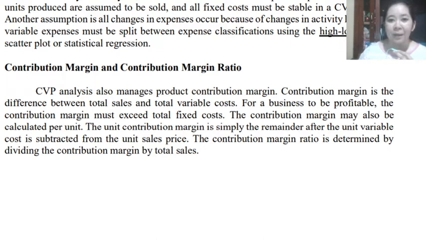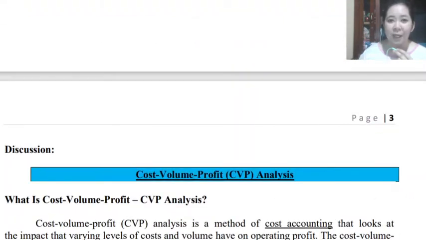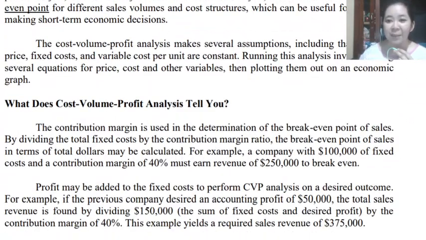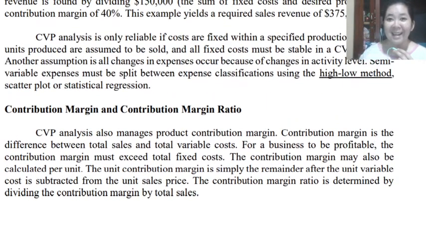So the contribution margin ratio, how do we determine this one? Your CM ratio is determined by dividing the contribution margin by our total sales. This is how you compute your contribution margin ratio. It is simply the ratio of your contribution margin to your total sales. So those are for the cost volume profit analysis. We will be discussing the computation of break-even point in the next video lecture.